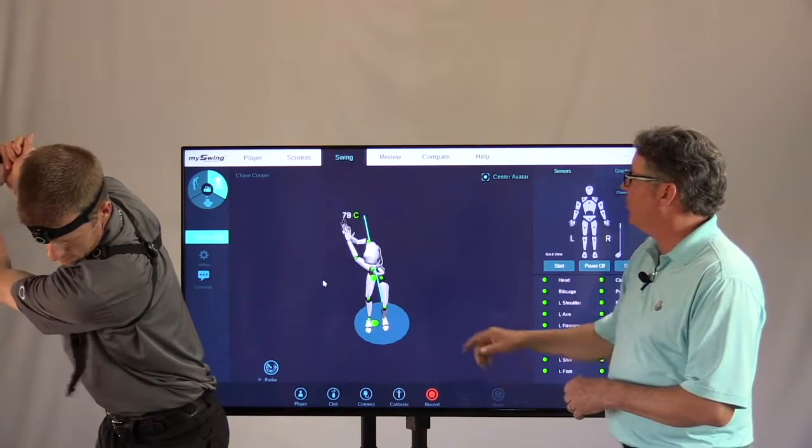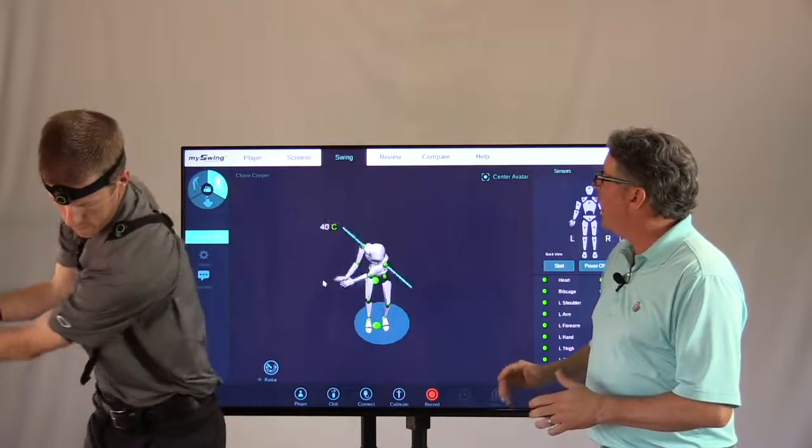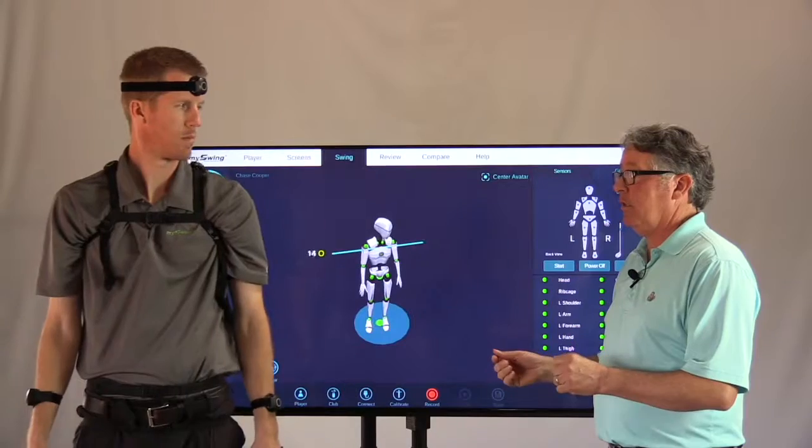We can see some serious shoulder projection. We'll get to that later. Don't worry about that. Now we also have a side tilt.